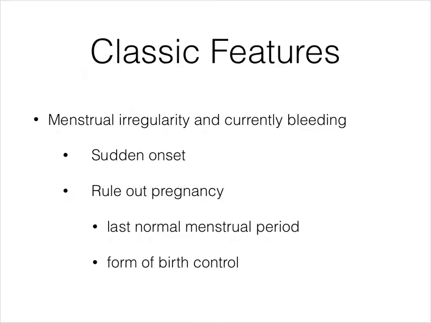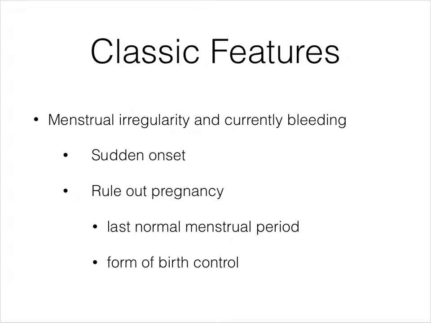The patient usually presents with menstrual irregularities, and she's often bleeding at the time of presentation. With acute rupture, the pain is very sudden in onset. So the first thing you're going to have to do is rule out pregnancy. Without a pregnancy test, the most important question to ask is, when was your last normal menstrual period? Emphasis on normal. A patient may have some bleeding that was a couple of weeks ago, but it was not at the right time or not the right quantity, so this would not be a normal menstrual period.